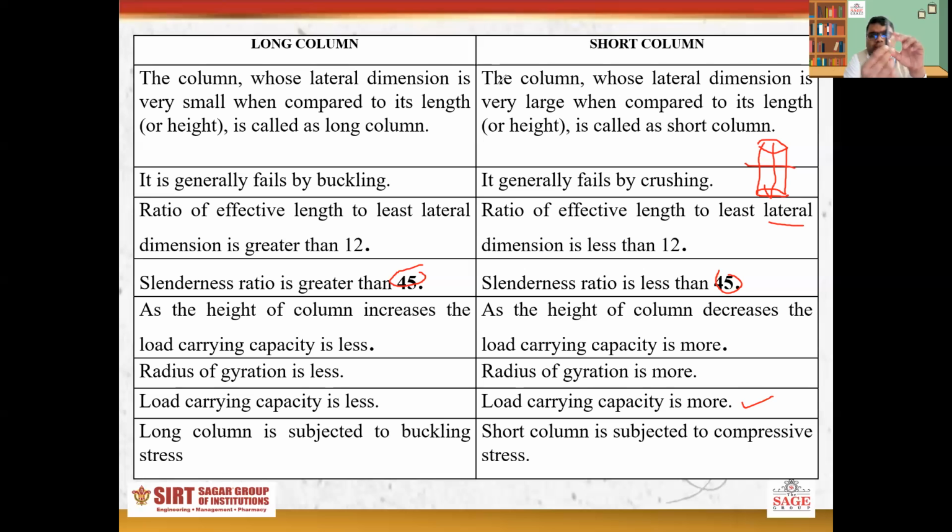You can see this is a pin, and suppose you apply the load, it may fail. First it buckles and then maybe fails, because you can see that this dimension is quite higher than this lateral dimension, so you can say this case is a long column. Okay, so in this case we can understand how buckling occurs.